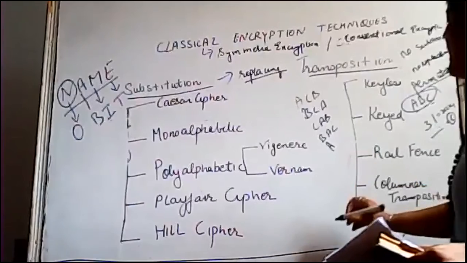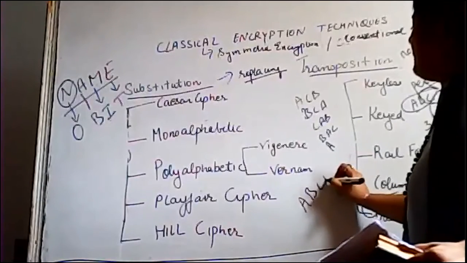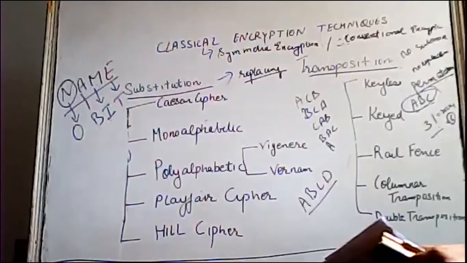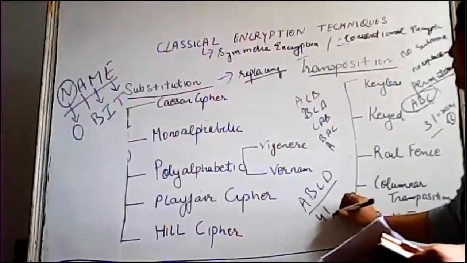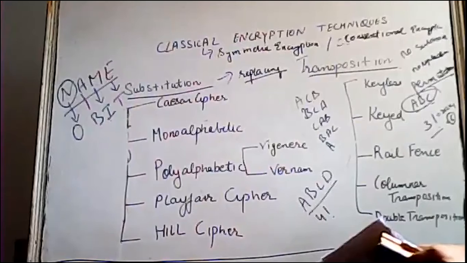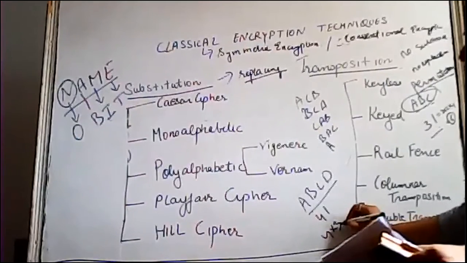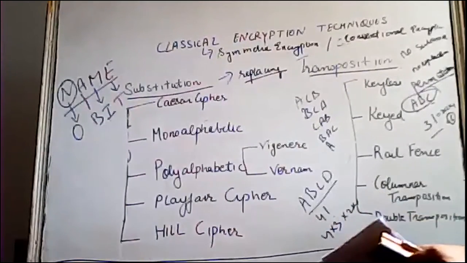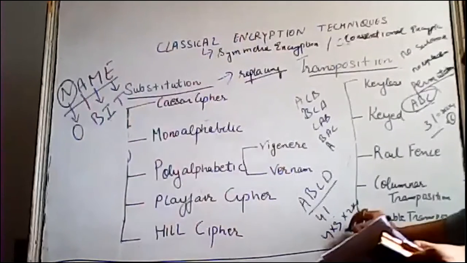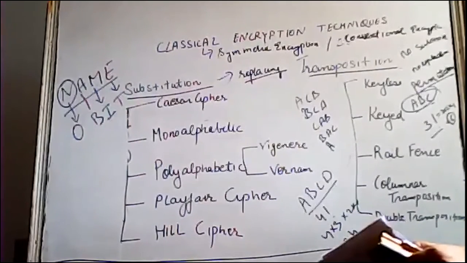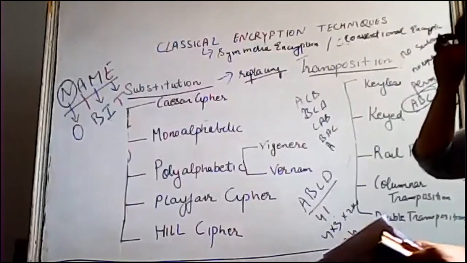Similarly, let's suppose we have A, B, C, D. How many combinations are there? We can have 4 factorial. How can we find that? By taking the factorial of the number of alphabets given in the text. So 4 into 3 into 2 into 1. How many combinations do we have for this? That is 24. Fine. So this is how we can use it.